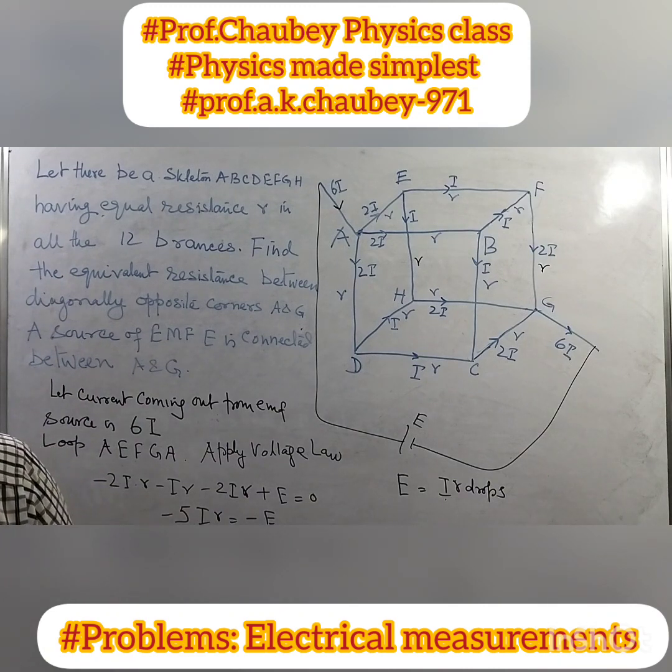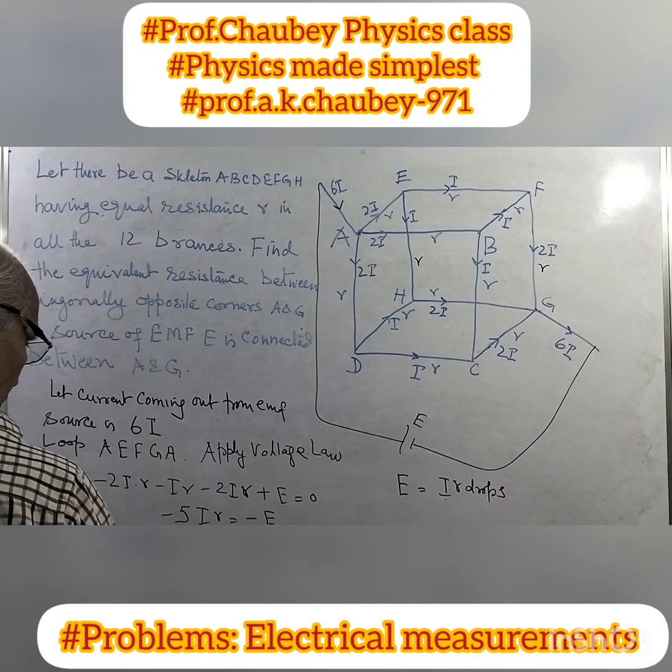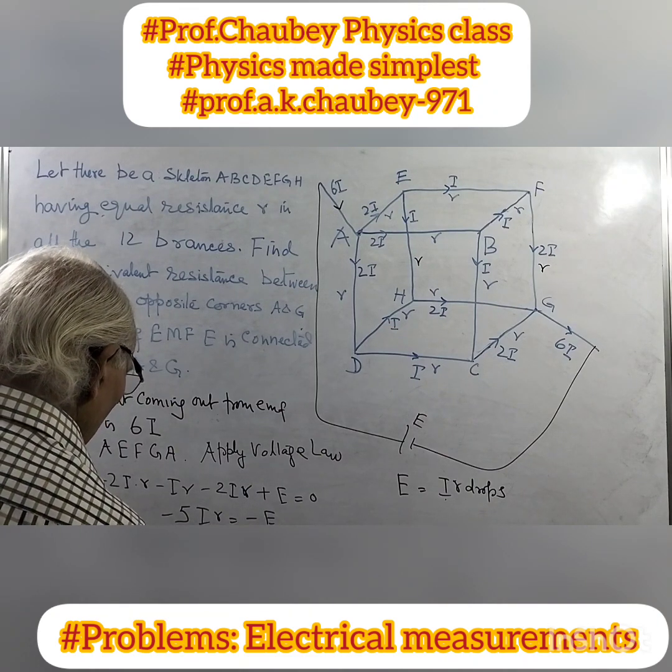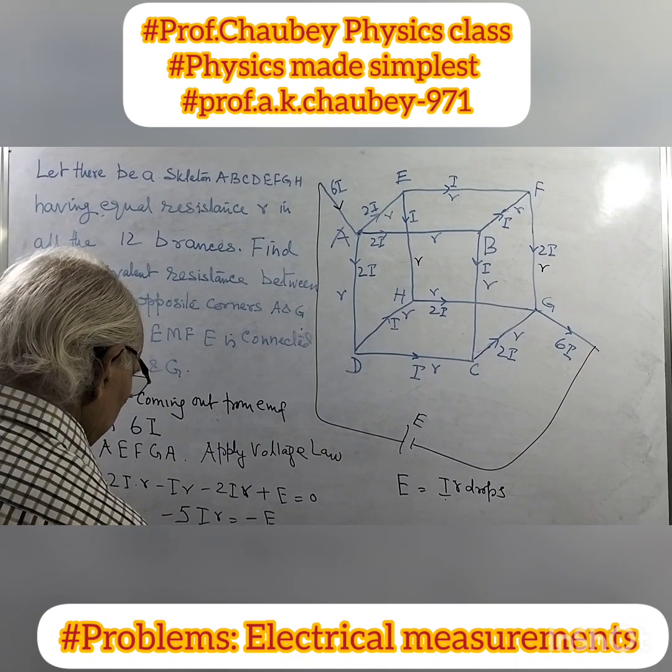So what you get? 5IR equal to E. That means we are given the voltage here connected somewhere. So minus 5IR is equal to E, so 5IR is equal to E.